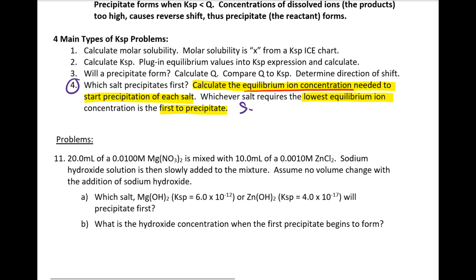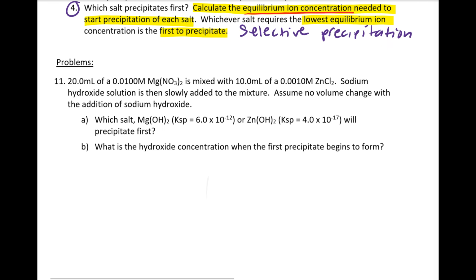This is often referred to as selective precipitation because we're making only one salt precipitate, and we're able to remove that ion from the solution through this selective process and leave all the other ions behind in the original solution. So let's take a look at some problems.